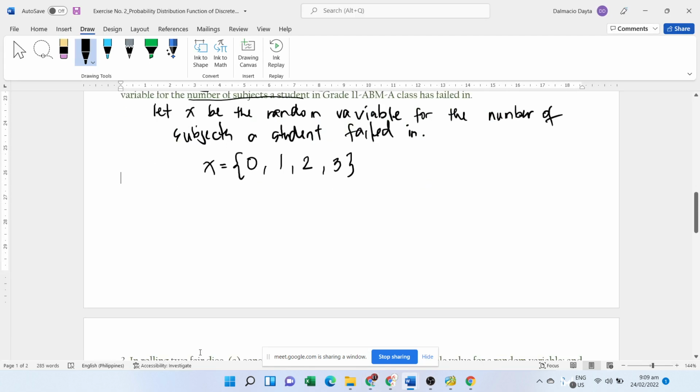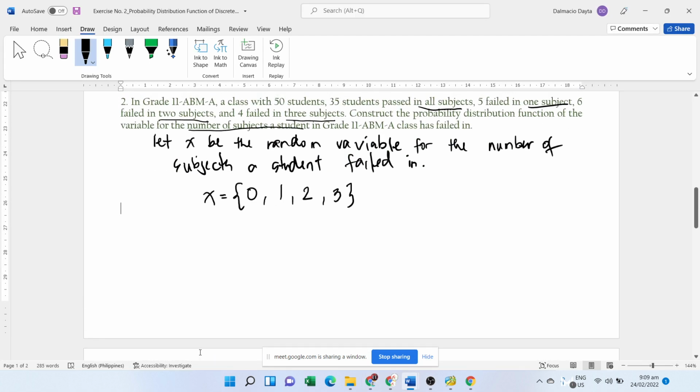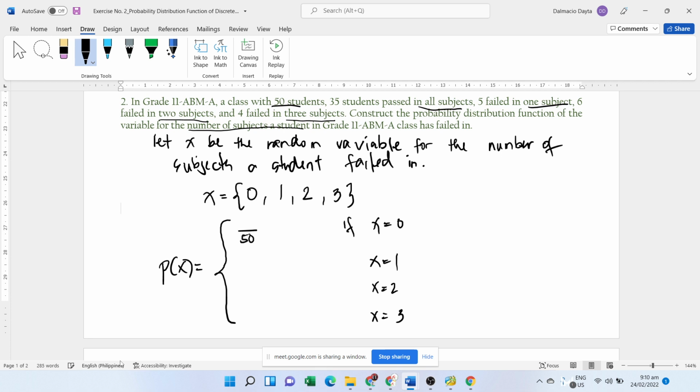Okay, let's continue. Now, what is the probability distribution function for this random variable? If x equals 0, apat yan, no? If x equals 0, if x equals 1, if x equals 2, and if x equals 3. If x equals 0, what is the total number of students? There are 50 students here. So dapat, when you write the probability, it must be over 50.